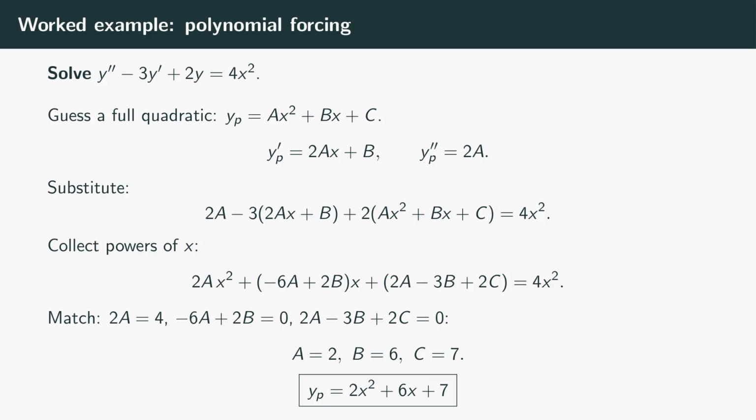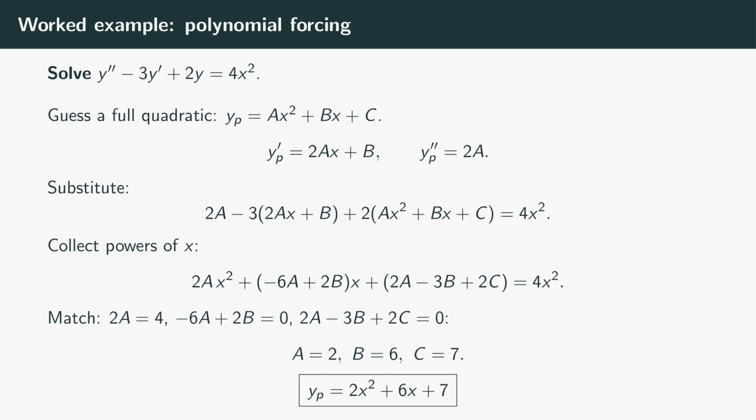Let's do a polynomial example. Solve y double prime minus 3y prime plus 2y equals 4x squared. The forcing is a degree 2 polynomial, so we guess a full quadratic, yp equals ax squared plus bx plus c. Notice we include the linear and constant terms even though the right side only has an x squared, because the derivatives will generate them.